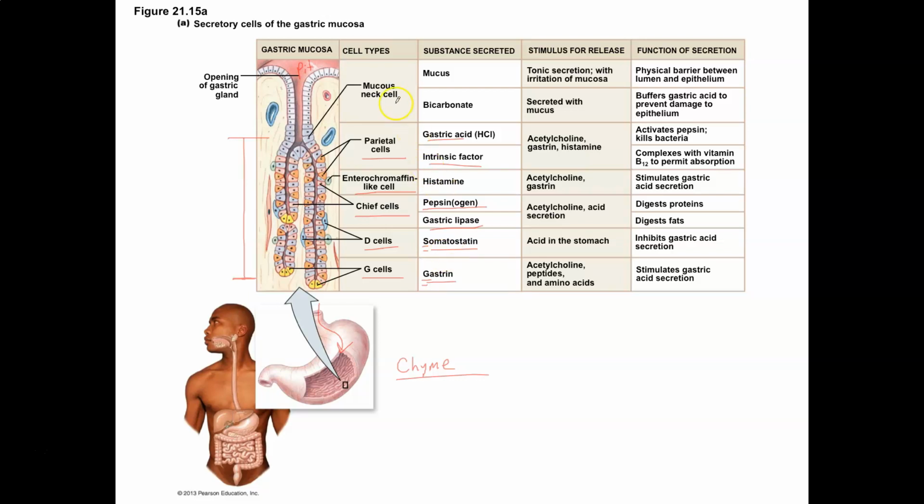Another important cell is the mucous neck cells. The mucous neck cells are producing, obviously, mucus, but also bicarbonate. We actually use that to protect the lining of the stomach. So there is obviously gastric acid in the lumen of the stomach, but you still have to be able to protect the mucosal cells so that they're not damaged by the acidity.